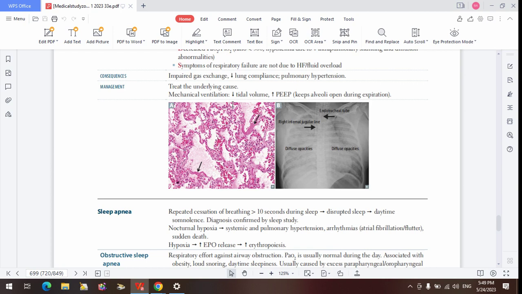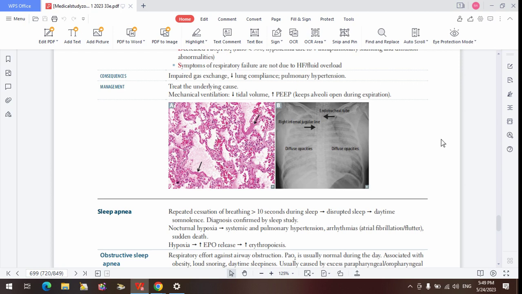Another way you can remember this tidal volume thing is, when we're talking about changes for restrictive and obstructive disease, we said that in obstructive disease, you want to increase tidal volume and reduce respiratory rate. In restrictive, that's the R, you want to increase the respiratory rate and reduce tidal volume.